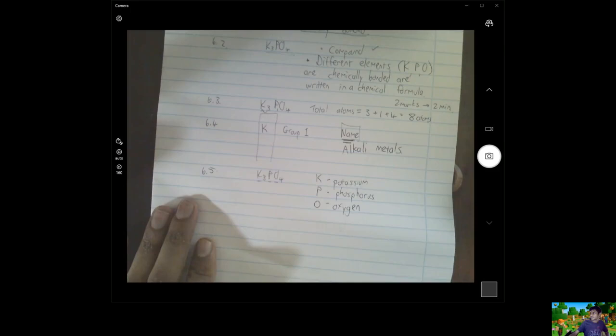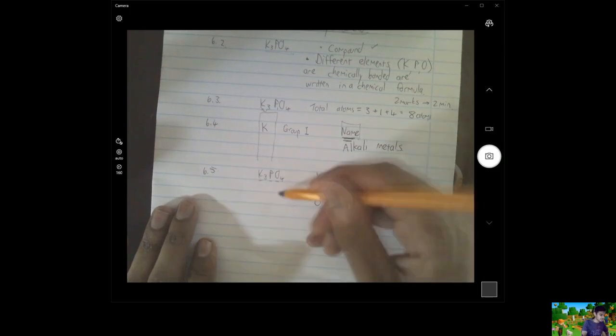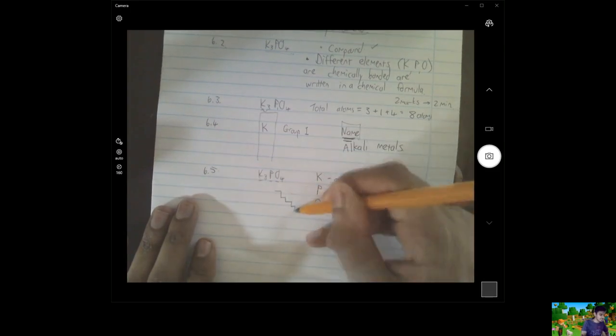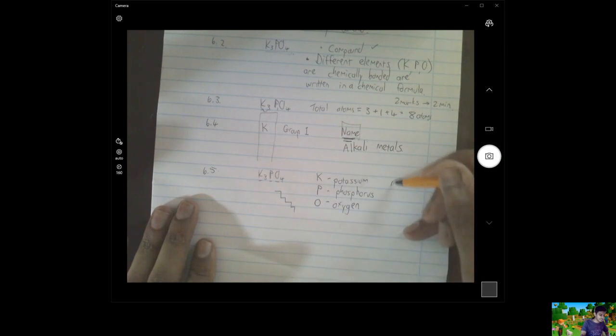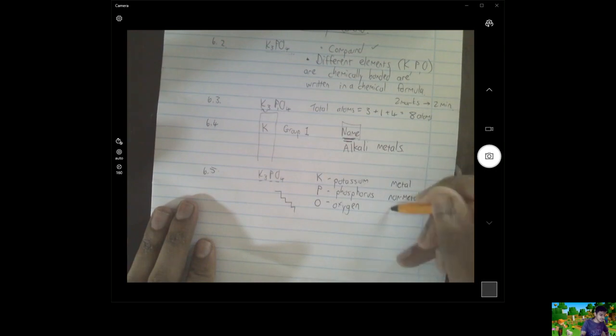So the metals we know are found on the left of the periodic table. Remember those steps on the line. So potassium is on the left, it is a metal. Phosphorus is on the right, a non-metal. And oxygen on the right as well is a non-metal.